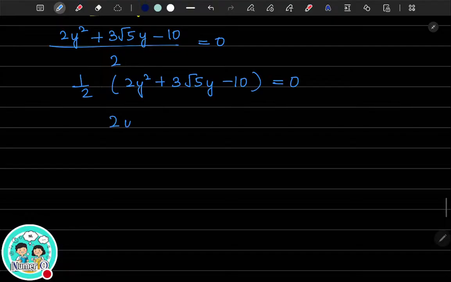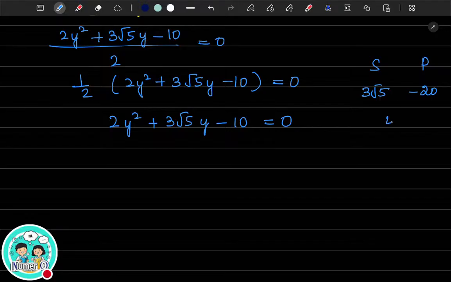So what is the polynomial? 2y square plus 3 root 5y minus 10 equal to 0. Take the sum and the product. Sum is nothing but 3 root 5. Product is nothing but minus 20. So 4 fives are 20. So 4 root 5 and root 5. So these are the two values. If you put a negative root 5, you will get a plus 3 root 5 and a minus 20 also. Correct?